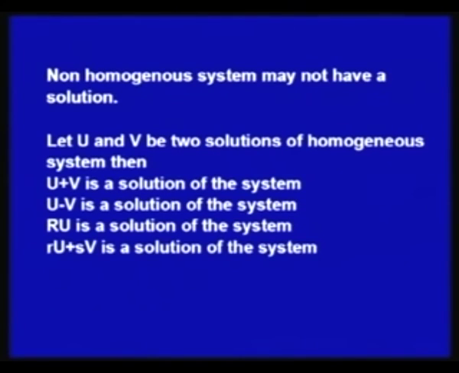Now, we have some results which say that if u and v are two solutions of a homogeneous system, then u plus v is a solution of the system. Then if u and v are solutions of the system, then u minus v is also a solution of the homogeneous system. Similarly, if u is a solution of the system, then a constant r times u is also a solution of the system. Not only this, but a linear combination of u and v is also a solution of the system, that is r times u plus s times v is a solution of the homogeneous system. These properties are not true for a non-homogeneous system, but these are the properties which are true for a homogeneous system.